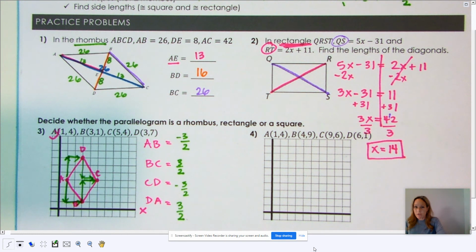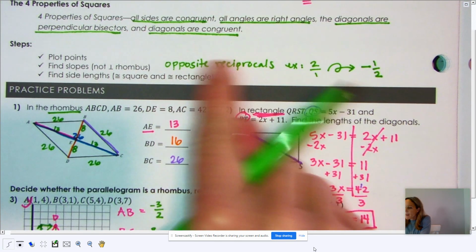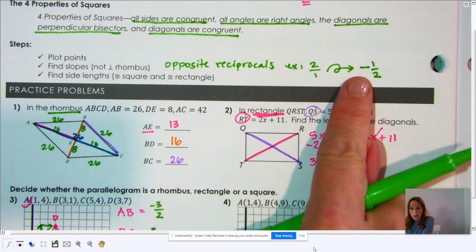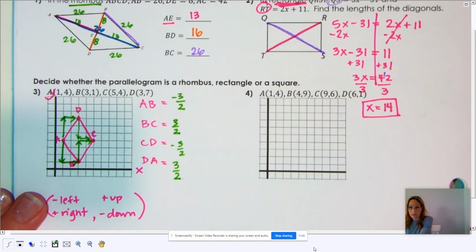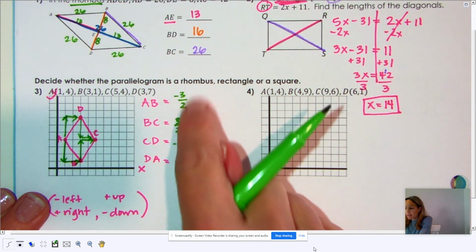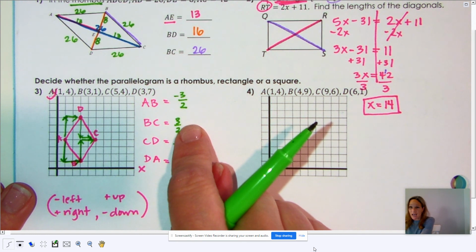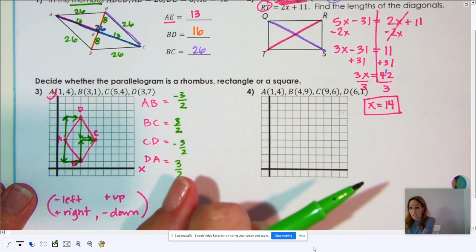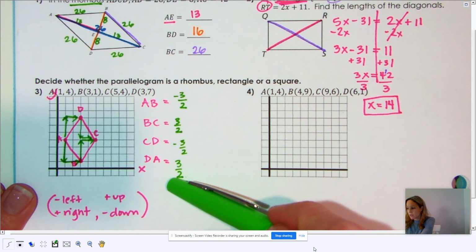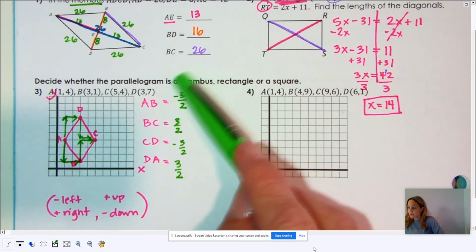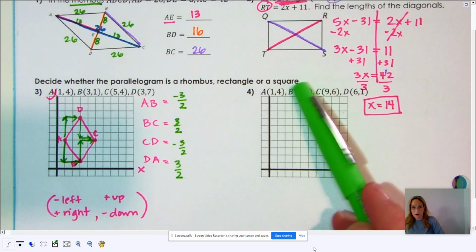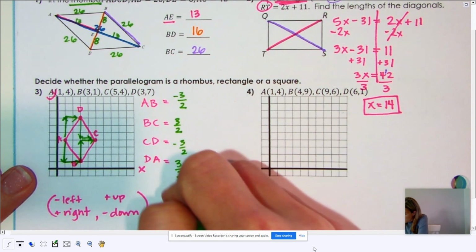Okay, so first of all, we want to say, are those perpendicular? Well, remember, for perpendicular, we had to have opposite reciprocals, where we flip the fraction and we do opposite signs. Let's look at this one. We have opposite signs, but did I flip the fraction? I did not. So if they've already told us it's a parallelogram and we have same slopes here, and they're just asking us to differentiate between rhombus, rectangle, or square, I know it can't be a rectangle or a square because they're not perpendicular. So this one is a rhombus.